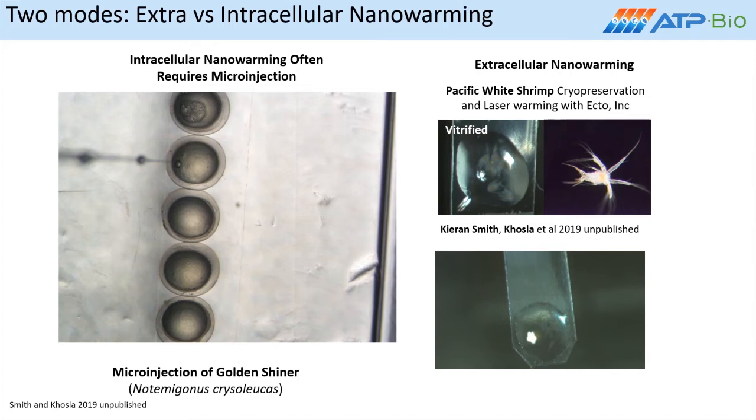In this next video, you can see Pacific white shrimp being vitrified and rewarmed with the laser. For cases like this, the gold stays outside of the cells and thus the sample warms extracellularly. This leads to lower warming rates, but is easier than microinjection, so it has its benefits as well. It's also important to study the toxic and osmotic effects that these different cryoprotectants have on different biological systems, such as zebrafish and Pacific white shrimp.